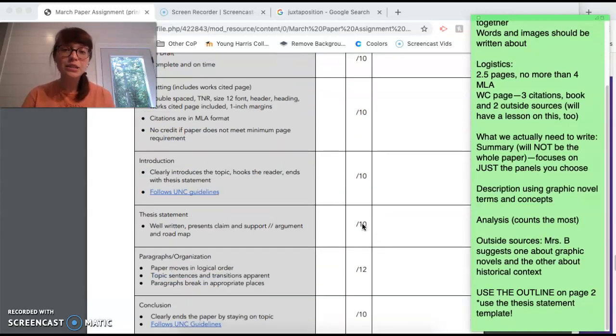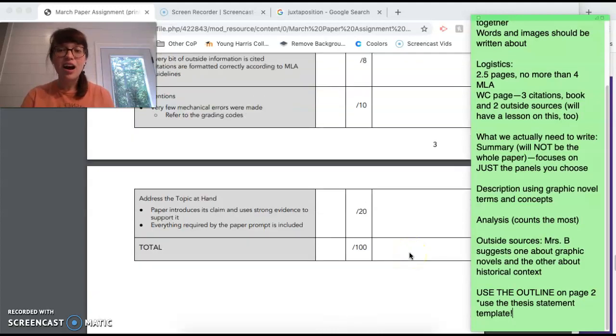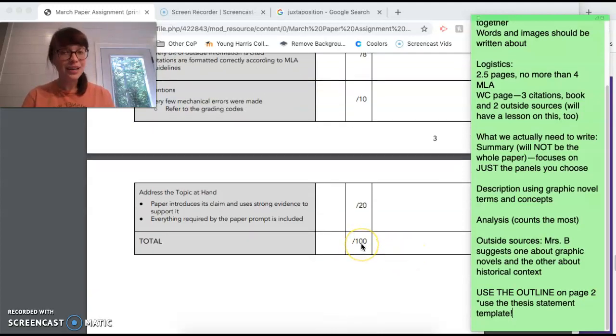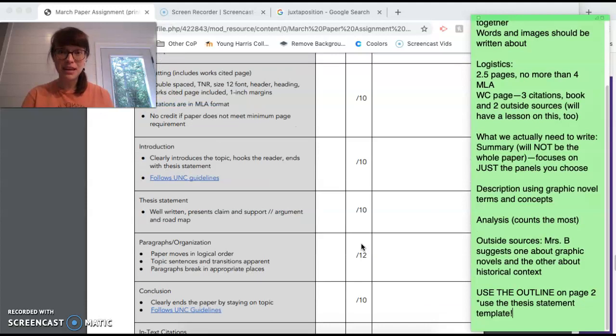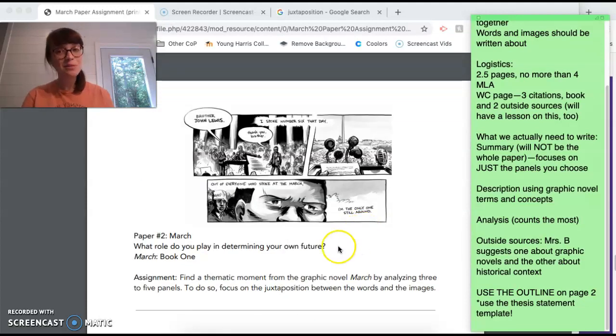And then, depending on if we're in person or online or whatever, I'll be putting notes over here in this right-hand column. All of the points, of course, add up to 100, and this is your next big grade. So that is your March paper assignment.